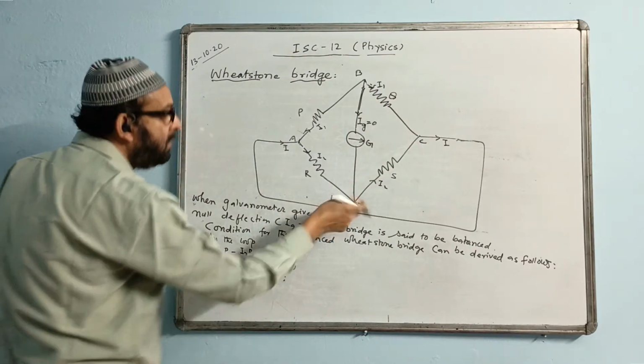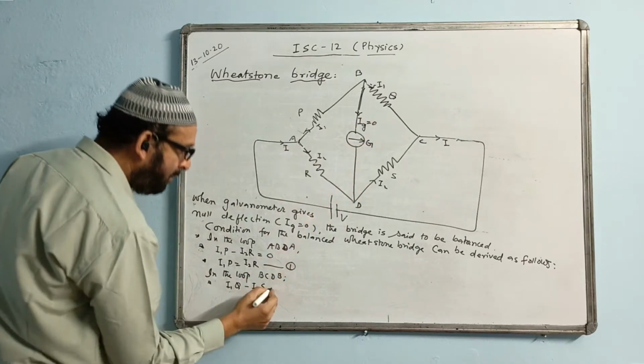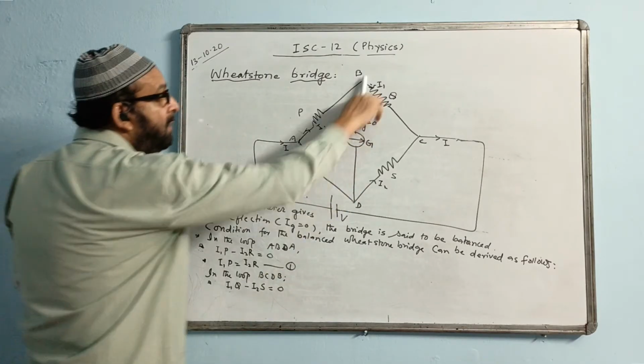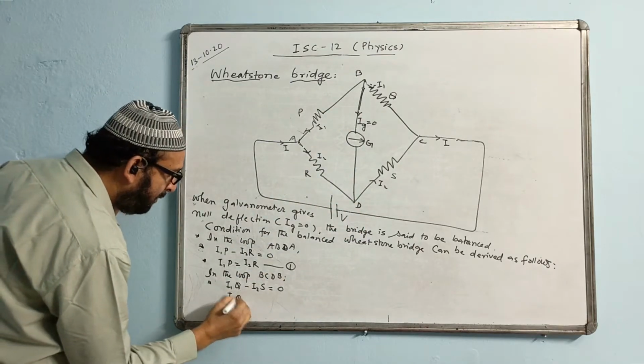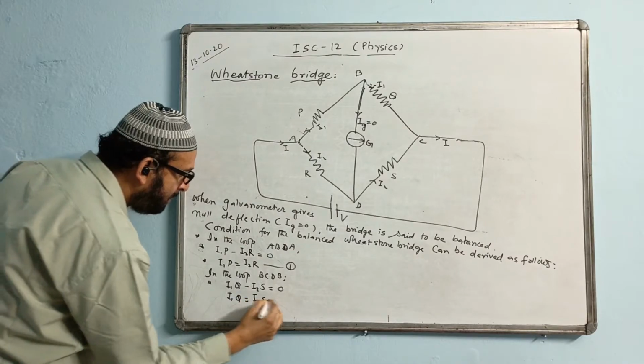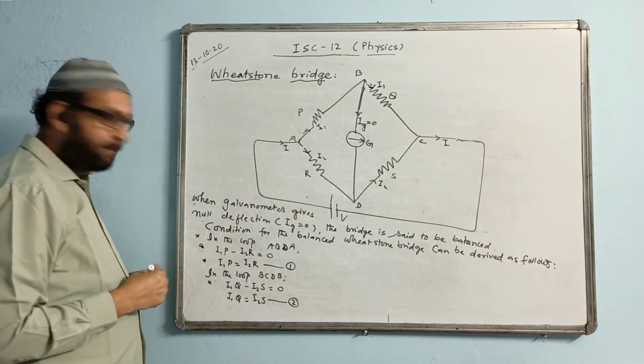Minus I2S. This is 0 into D. No need to consider this equal to 0. Again, in this part also there is no cell. This will go that side. Right? That is I1Q is equal to I2S, equation number 2.